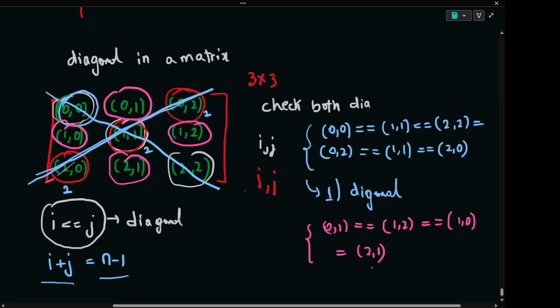So yeah, just tell me. Sir, can you explain the logic behind the second diagram? The first one I understood. The second diagonal, this one? Yeah. Okay, sure.